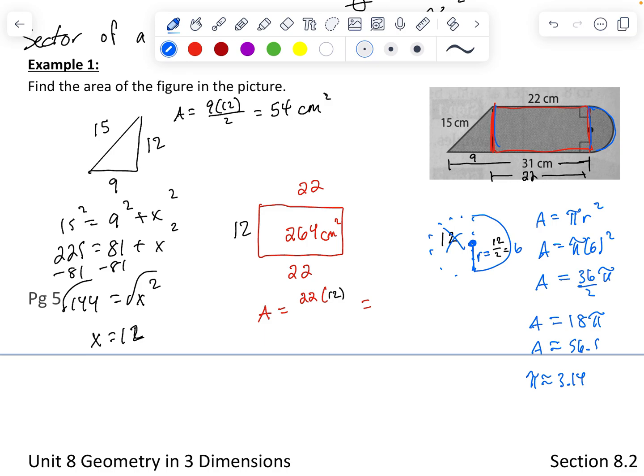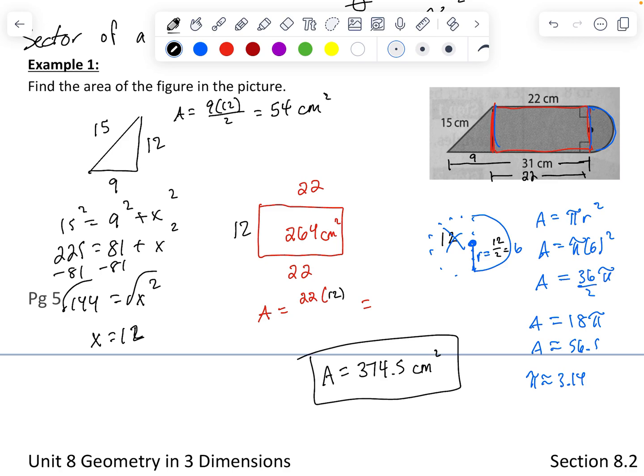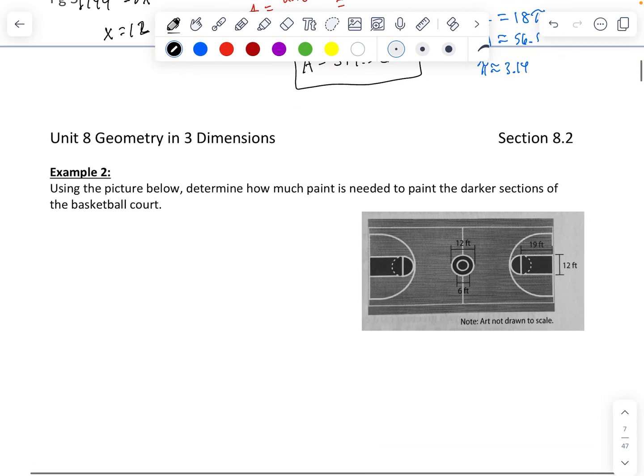So there's the areas of each shape. We're just going to add them together. So we've got 54 plus 264 plus 56.5, giving us an area of 374.5 centimeters squared. So the area of this shape is 374.5 centimeters squared. Cool. Kind of tough, but we got it.